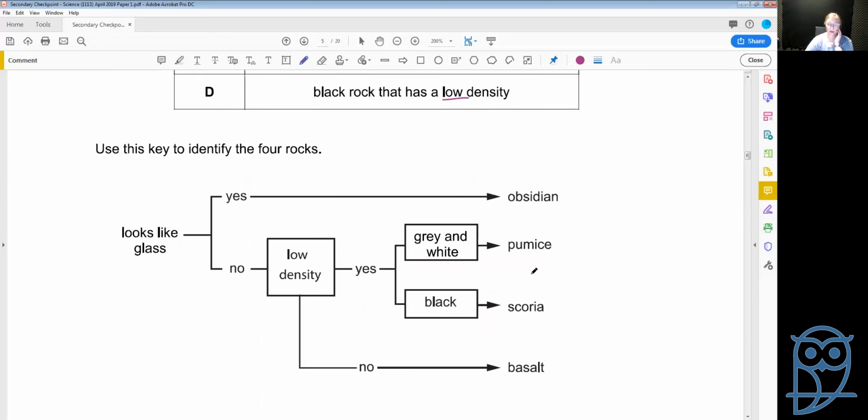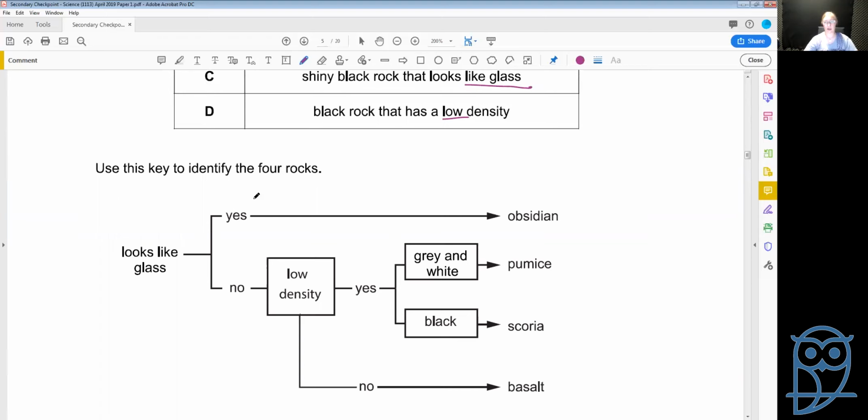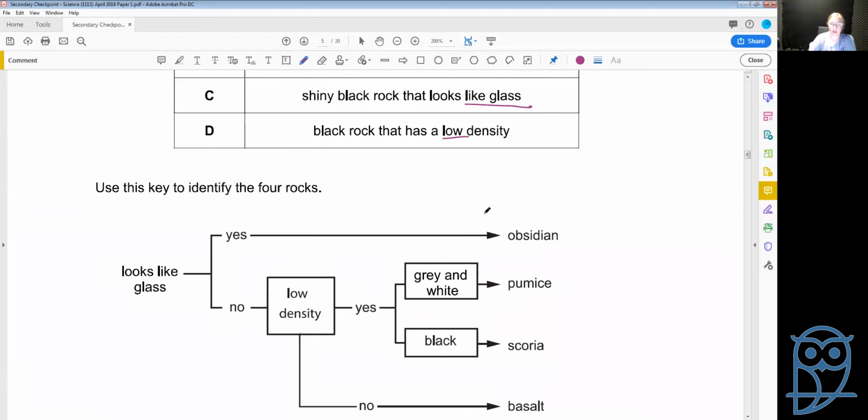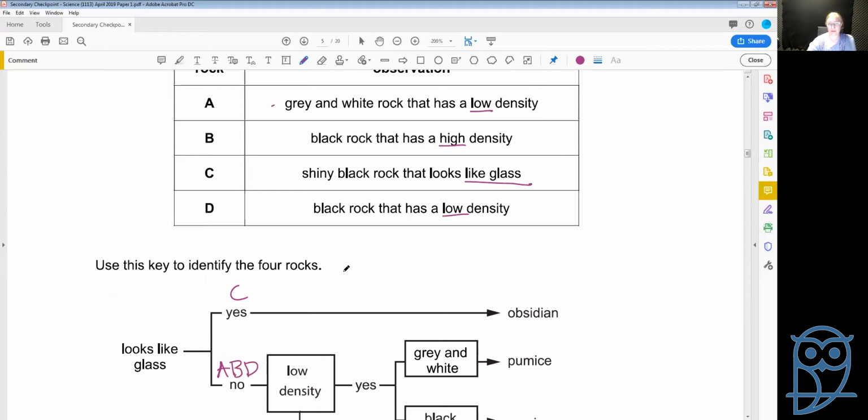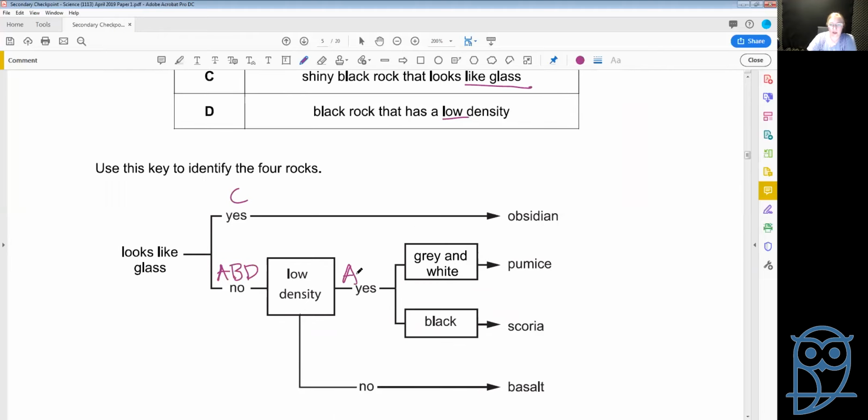So here is an identification key. So now we can figure out which rock goes where. So first, it looks like glass. So yes, we've got one rock that does look like glass. So that would be rock C over here. So this would be rock C going from there. Does not look like glass, so that would be A, B, or D. So now, if we look at the low densities, we have two of them, so that would be A or D. So A or D goes this way, and this way will be B, because it has a high density.